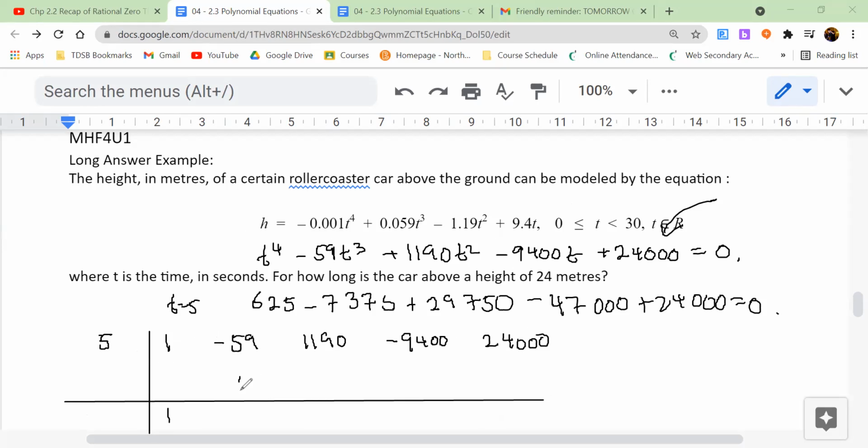Drop it down, 5. Negative 54, multiply. Yep, negative 270. Add that, 920. Multiply it, 4600. And then multiply it, and we get there.